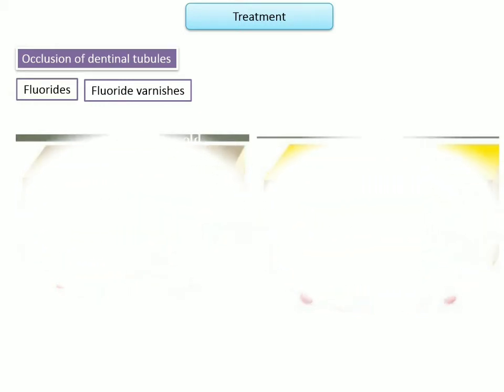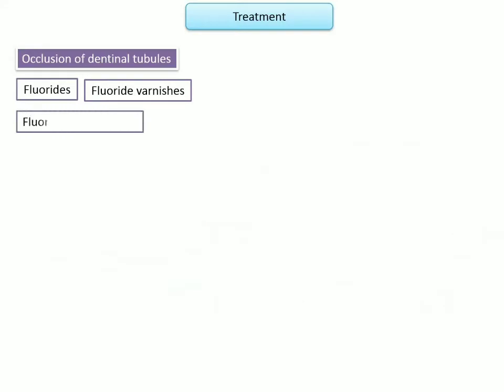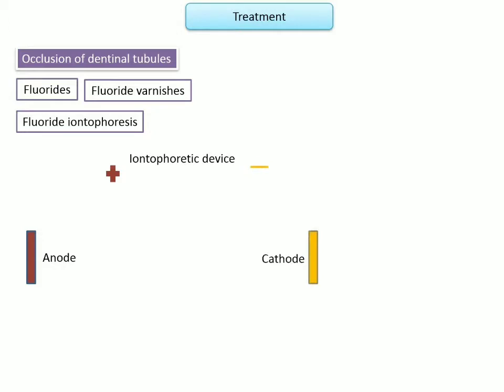Fluoride iontophoresis. It is a process of influencing ionic motion by an electric current and has been used as a desensitizing procedure in conjunction with sodium fluoride. The iontophoretic device is made up of an anode, which is positively charged, and a cathode, which is negatively charged, and the movement of ions occurs towards the cathode.